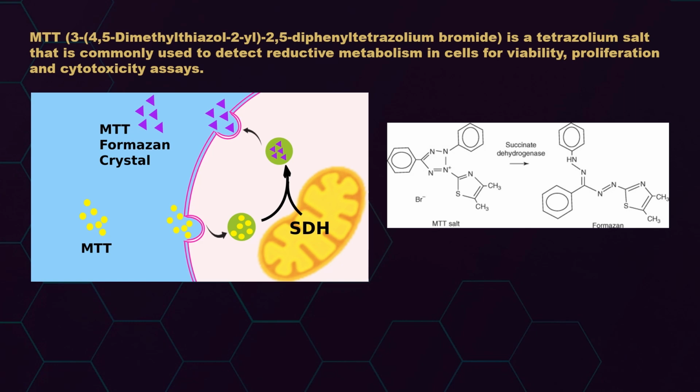So what does MTT do? When MTT reacts with the active cells, there is an enzyme present in the mitochondria, that is succinate dehydrogenase. So succinate dehydrogenase is the enzyme with which MTT reacts. MTT is reduced in the mitochondria of the metabolically active cells by succinate dehydrogenase, and it yields water soluble formazan. So the color of MTT, that is yellow, is converted into purple. So that's how we get to know whether the cells are viable in the sample or not. So for MTT, it is succinate dehydrogenase.